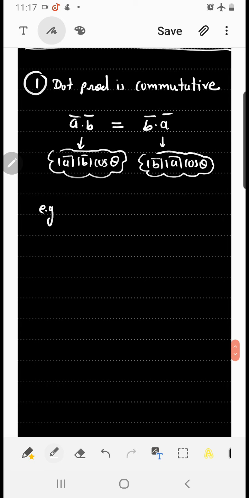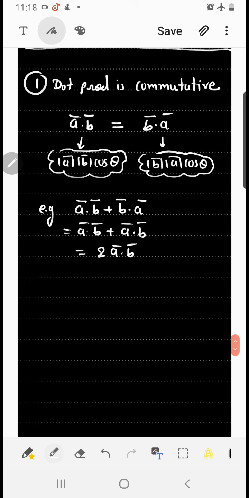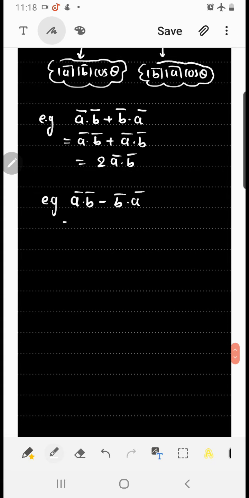Now let me show you in an example what happens in a question: when you open the bracket, you will get something like this. Here we can write a bar dot b bar plus, let us flip, a bar dot b bar, so the result would be 2 a bar dot b bar. Likewise, if I have something like a bar dot b bar minus b bar dot a bar, in this case I get a bar dot b bar minus a bar dot b bar. I repeat, in dot product, if we interchange the vectors, the sign remains the same.